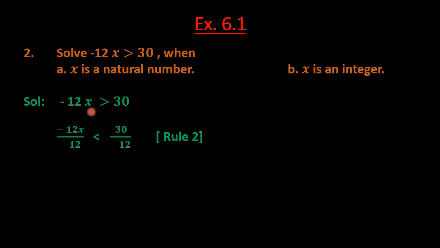So here we are dividing the linear inequality on both sides by minus 12. On the left hand side, minus 12 will get cancelled and the remaining will be x. So x less than minus 30 by 12. Again on the right hand side, there is a common factor between the numerator and denominator, so we can cancel by 6. 6 twos are 12, 6 fives are 30. So x less than minus 5 by 2. This is the solution of the linear inequality.